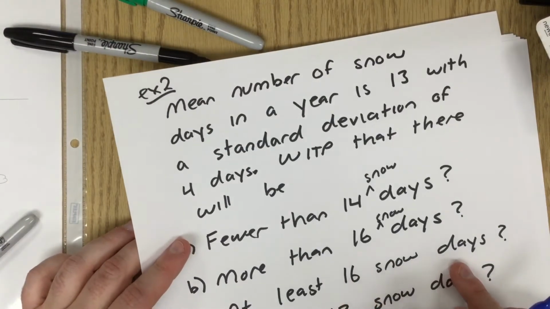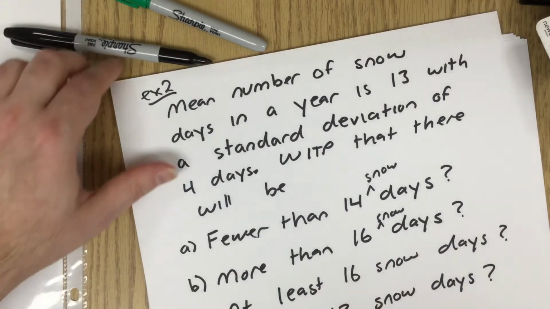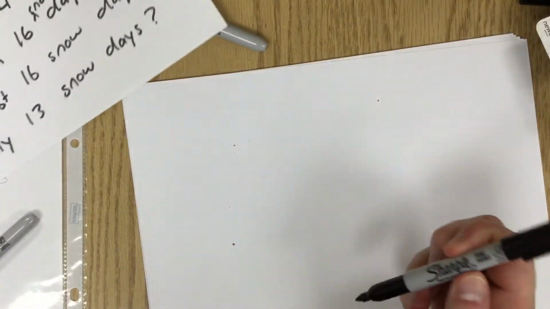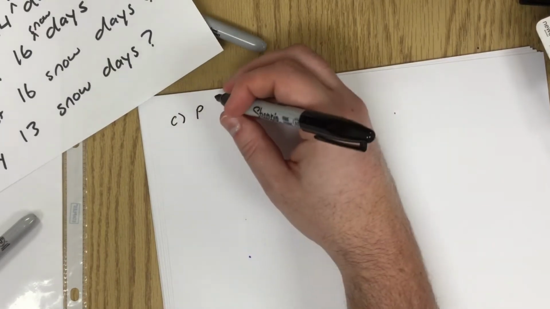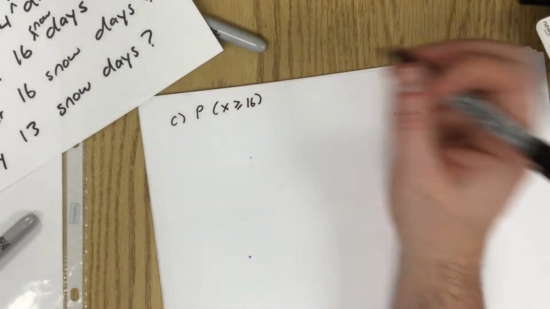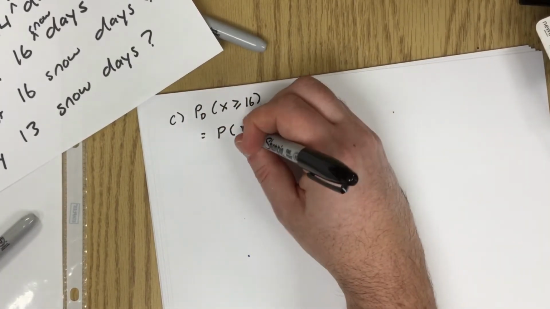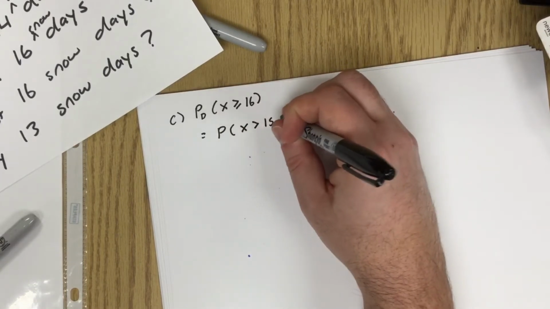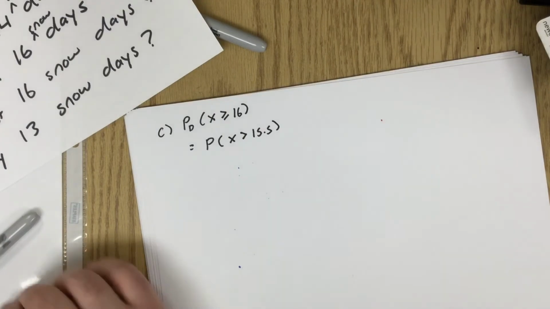At least 16 snow days. Is that the same thing as B? And it's not. The difference between more than 16 snow days or at least 16 snow days is that over here, 16 actually is acceptable. So what C is saying is, I want the probability that x is bigger than or equal to 16. And what that does is it changes it, because now the probability is going to be bigger than 15.5 and not 16.5, which will change the z-score.